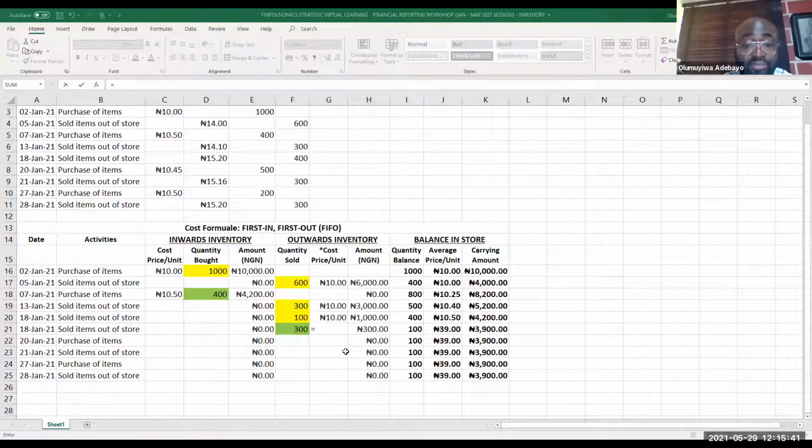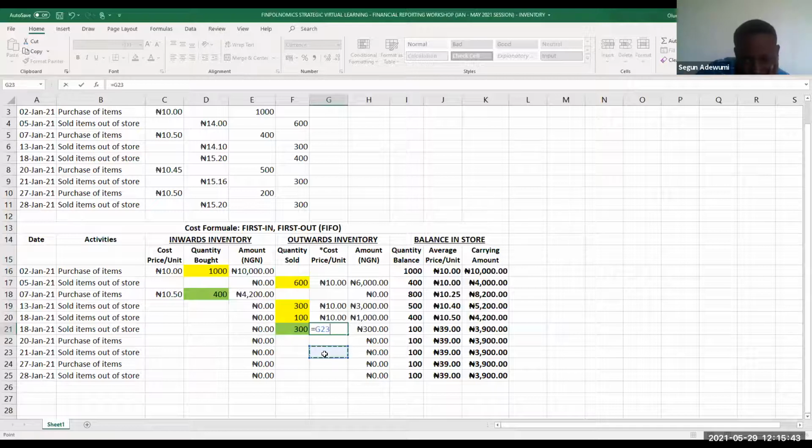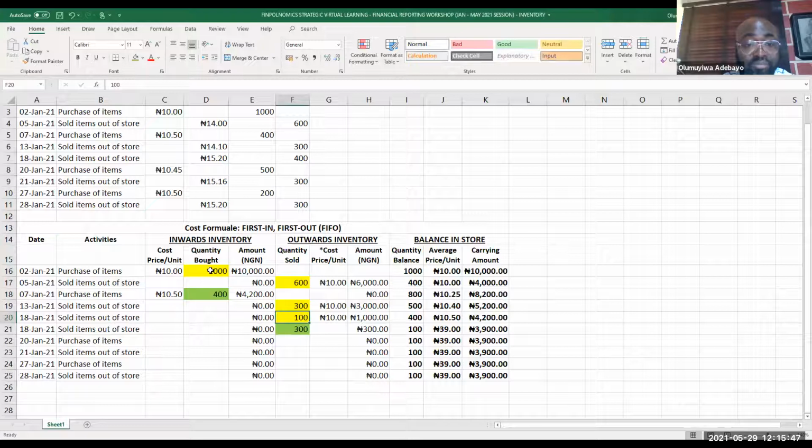Now what I did is, this 100 is sold from the batch of this 1,000, that's the last man standing, okay? And it was sold at what price? It was purchased at what price? At 10 naira. Okay, this 10 naira is what is reflecting here.